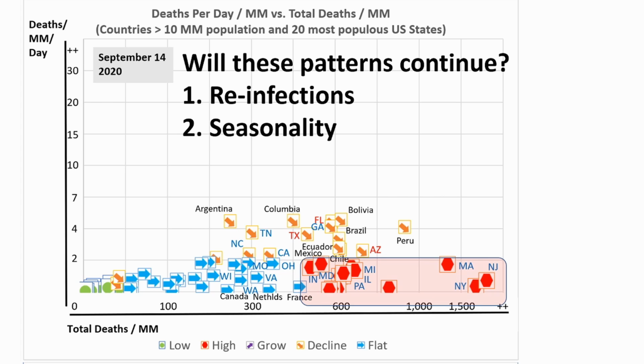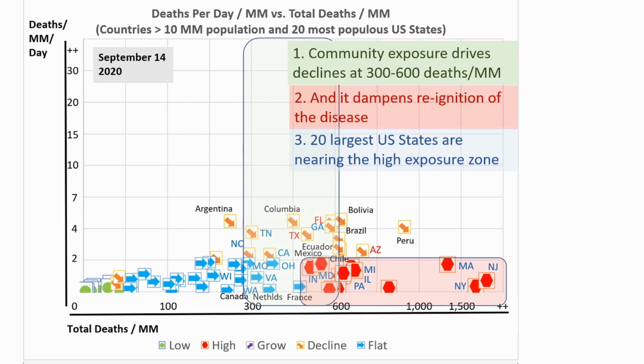We should be looking for these two potential changes. In Stockholm, the temperature is nearing freezing already. We should monitor and we should see if a seasonal spike begins absent reinfections. More generally, we should be looking the world over for the potential emergence of widespread reinfections. But absent seeing such data, we should be confident that these patterns will continue. So community exposure drives declines. It dampens reignition. And across the United States, much of the country is at a point of high exposure.